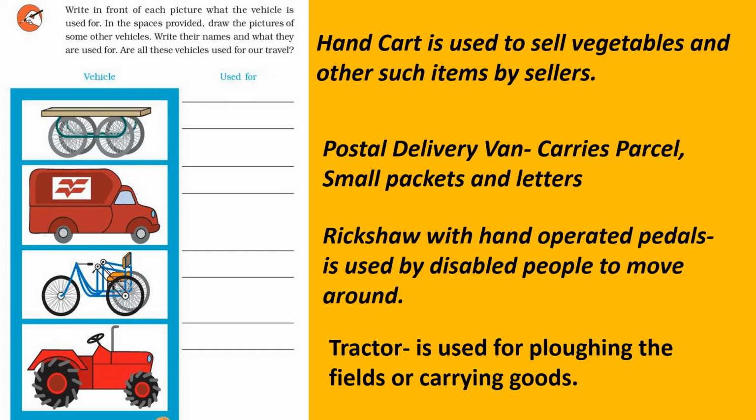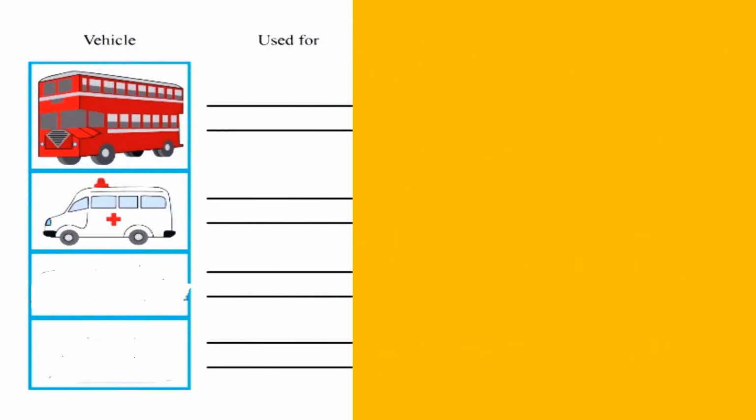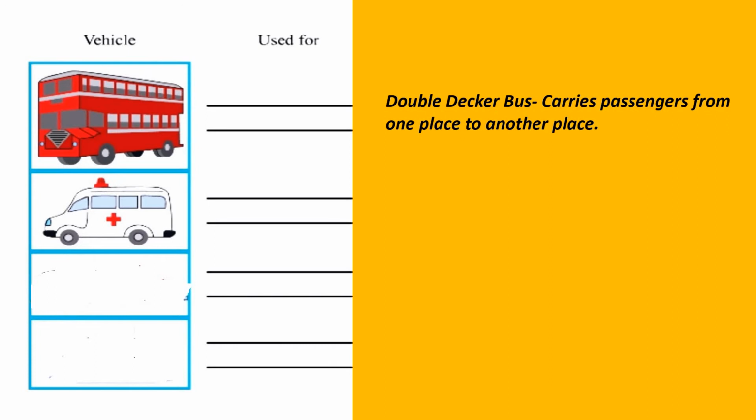Let's come on the next page. This is double-decker bus. This is a type of bus which carries passengers from one place to another place.